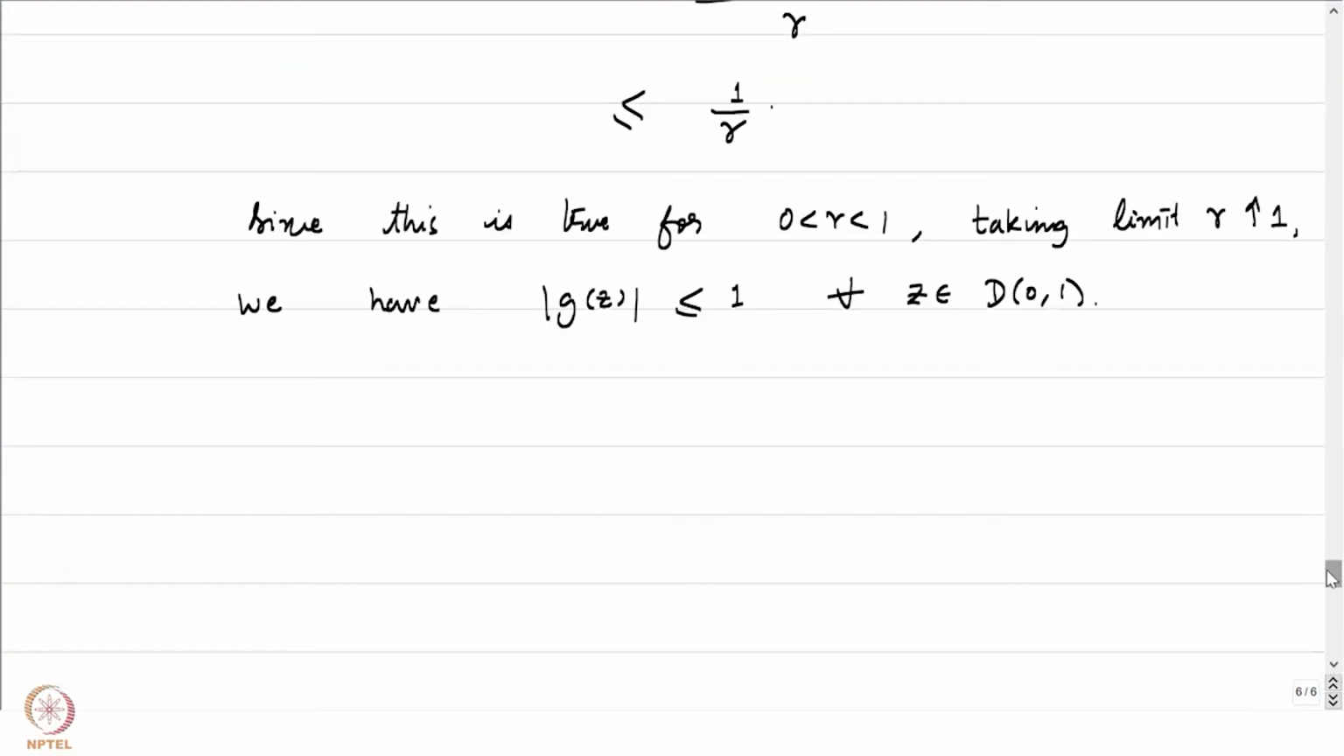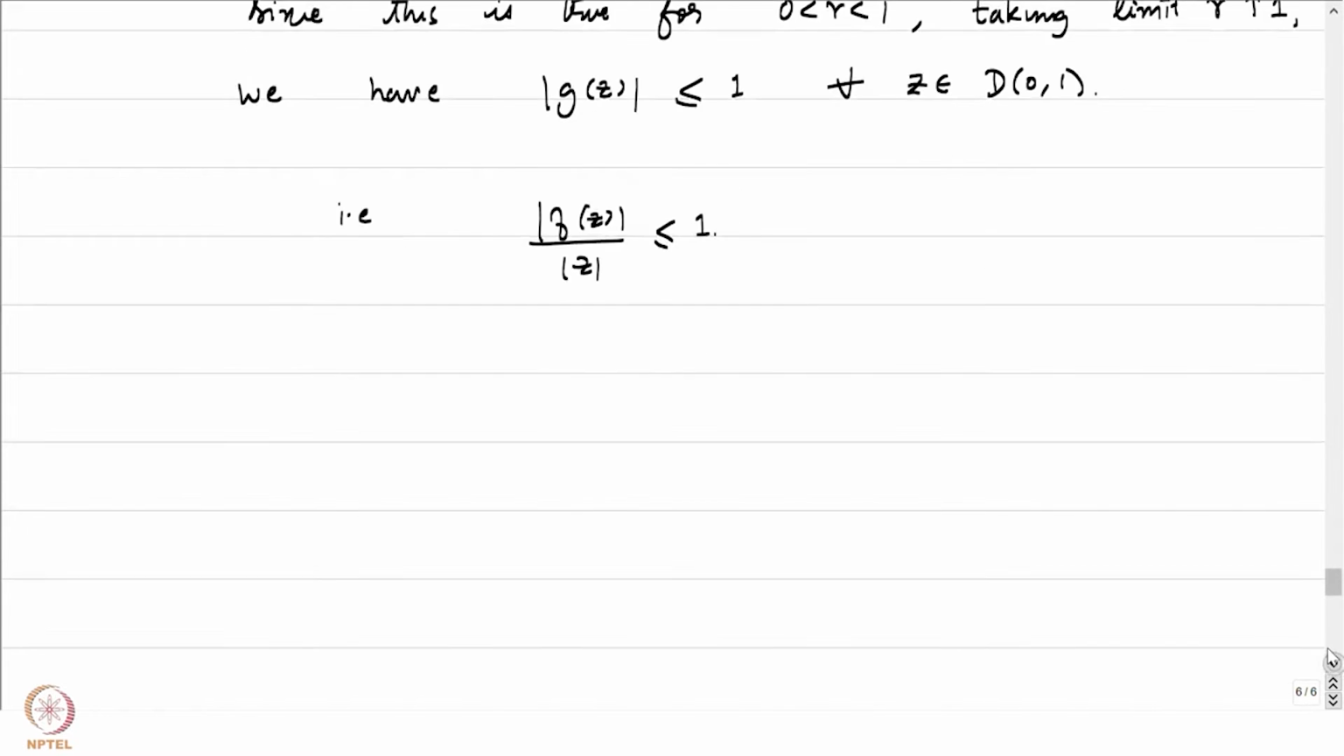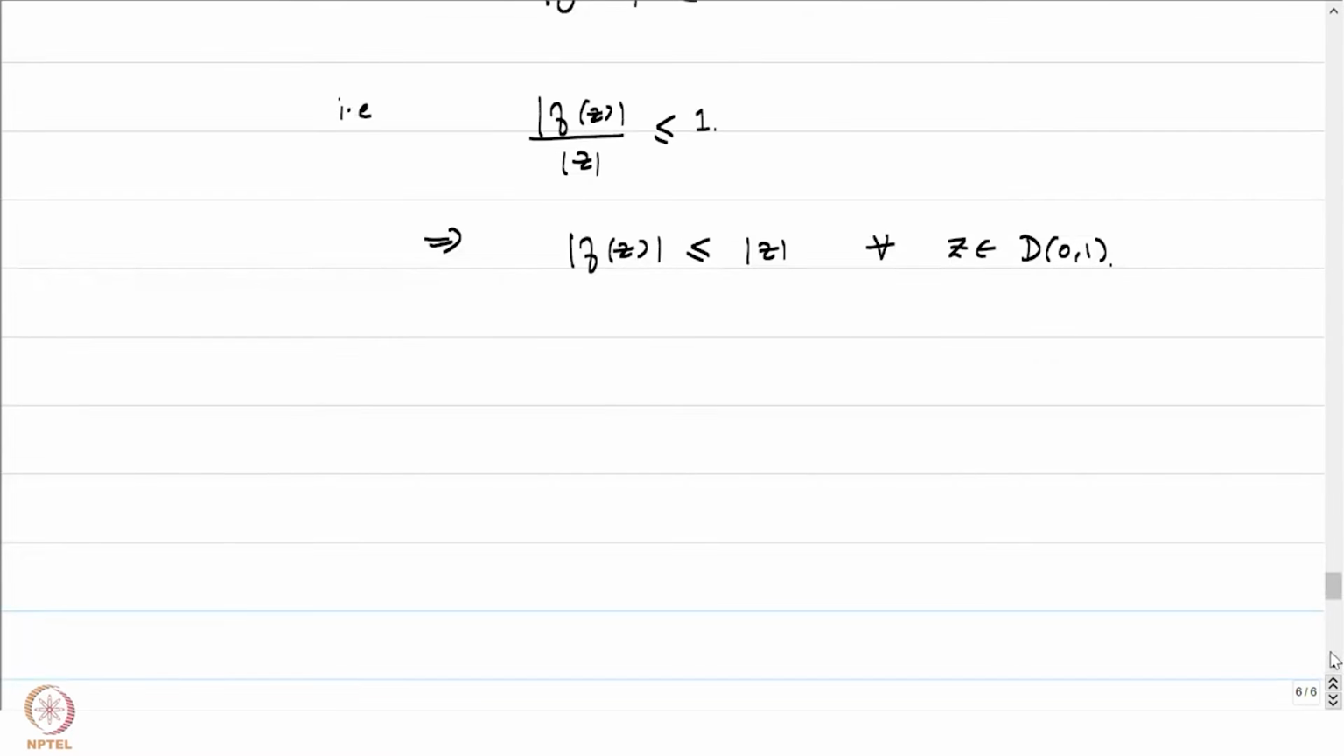But what is the meaning of |g(z)| less than or equal to 1? That is, the absolute value of f(z) by |z| is less than or equal to 1. That's precisely what it means, which translates to saying that |f(z)| is less than or equal to |z| for all z in D(0,1). Oh, notice that this is actually true only for D(0,1) minus 0.